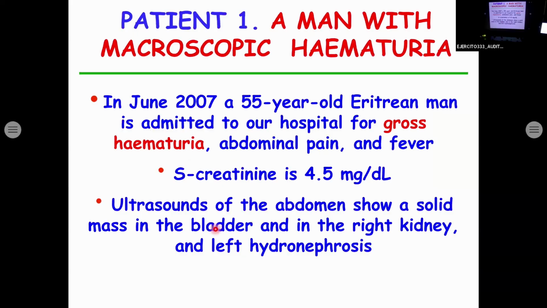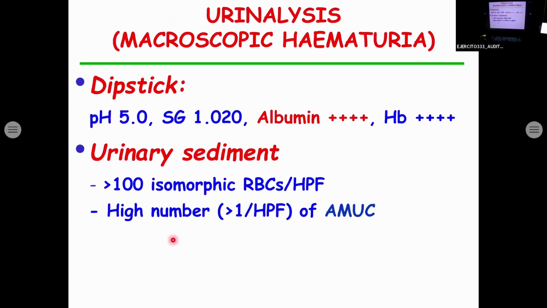Patient 1, a man with macroscopic hematuria. In June 2007, a 55-year-old Eritrean man is admitted to our hospital in Milano Policlinico, nephrology, for gross hematuria, abdominal pain and fever associated with serum creatinine of 4.5 milligram per deciliter. Ultrasounds of the abdomen show a solid mass in the bladder and one in the right kidney and the left hydronephrosis. Very unhappy urinary tract system.